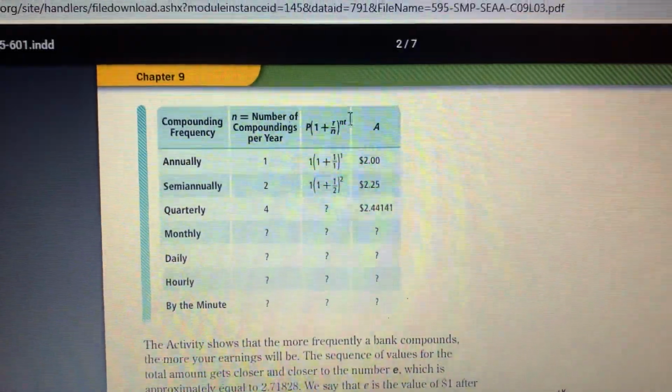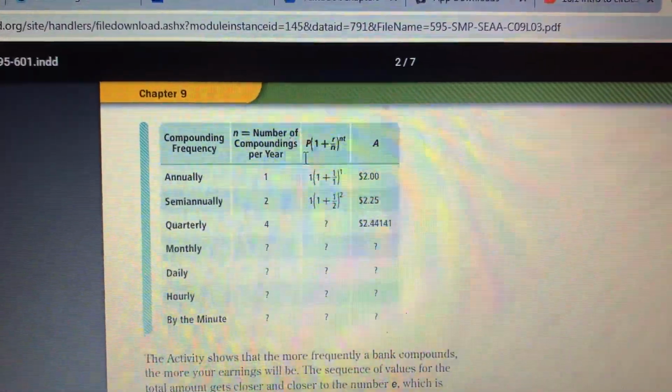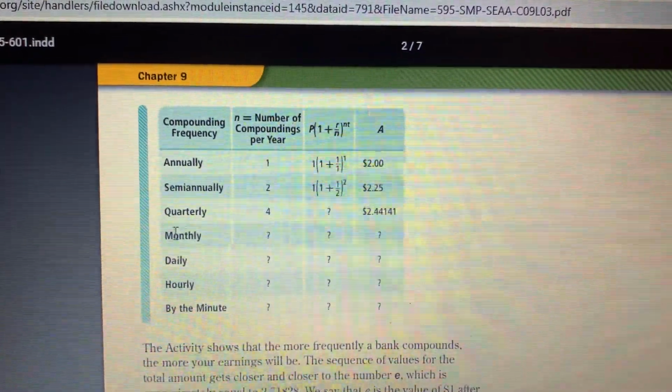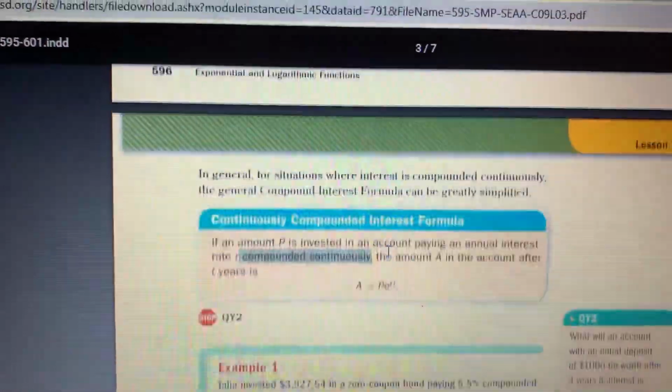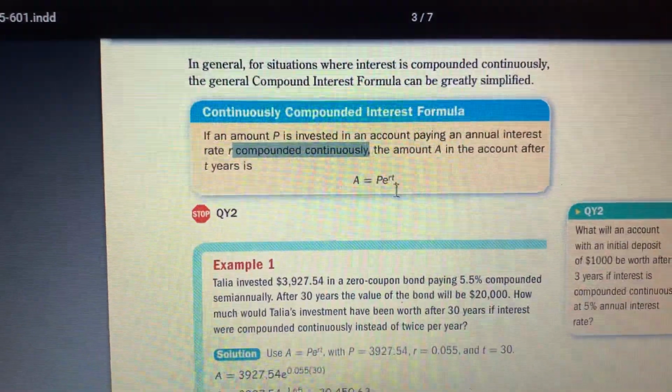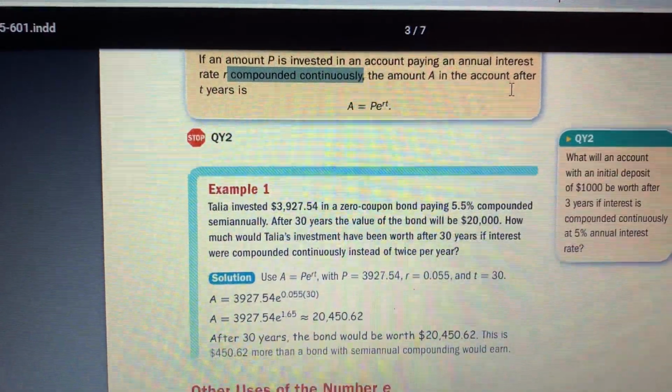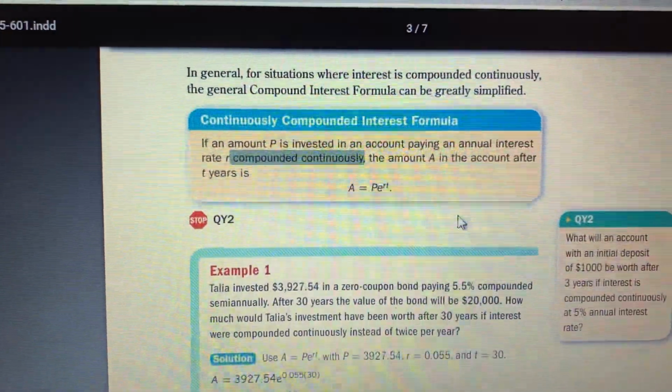I think the other formula is on here, instead of this thing, right? This is when you have different compoundings like semi-annually, quarterly, and so on and so forth. If you see this word continuous, you're using Pert. Okay, and t, of course, is the amount of years, time in years.